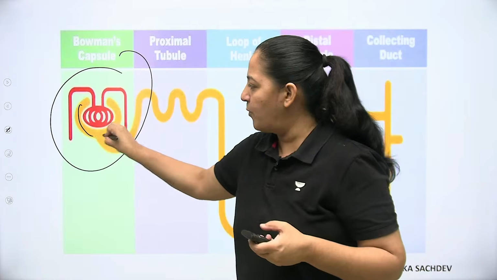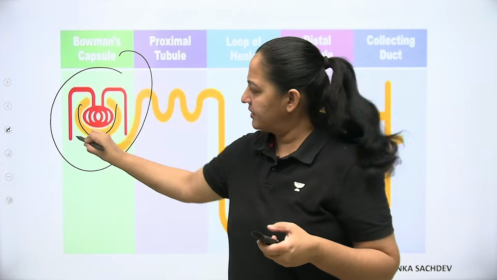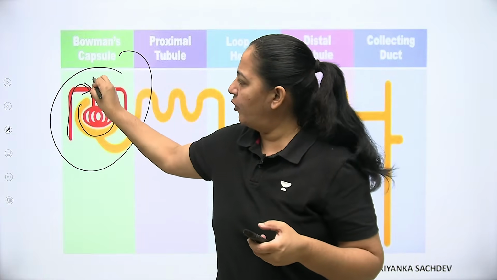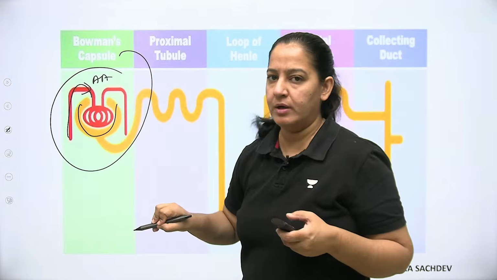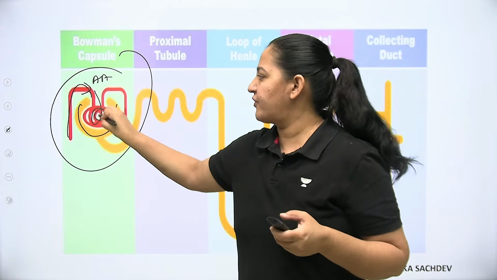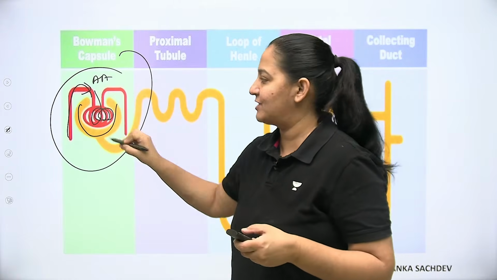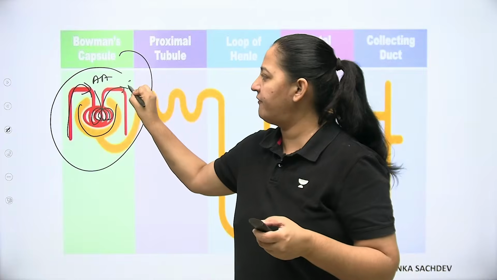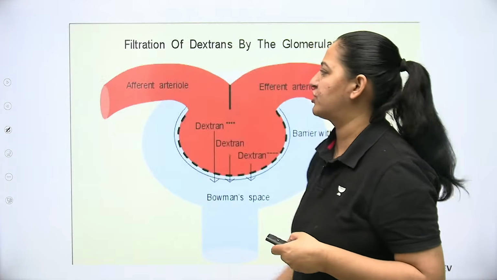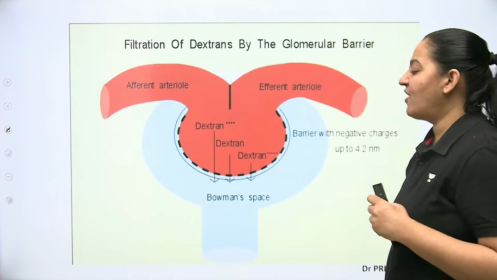You can see this is Bowman's capsule, right? You can see this is afferent arteriole entering inside the Bowman's capsule. It is forming multiple tufts of capillary. I will draw only one to explain to you. And then it exits out in the form of efferent arteriole. Let me zoom this structure for you. So can you see in this diagram what I have drawn?